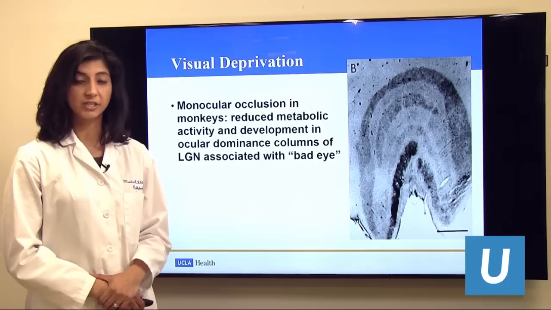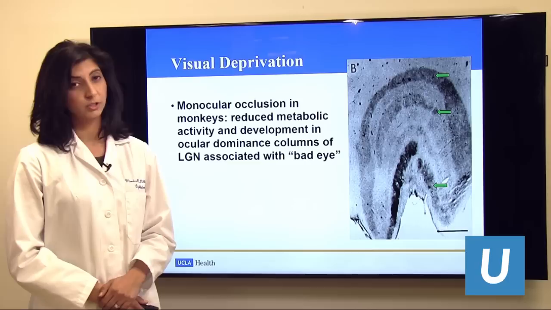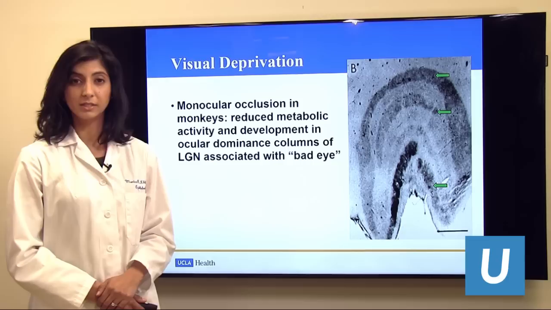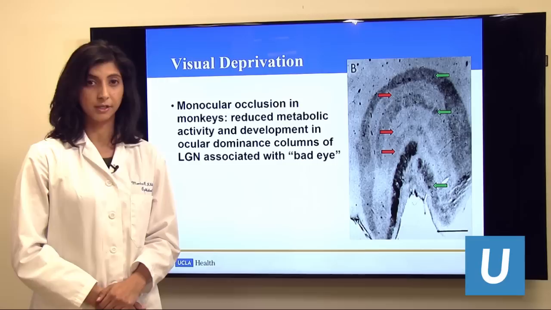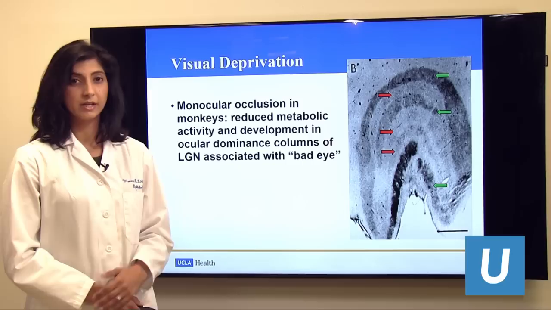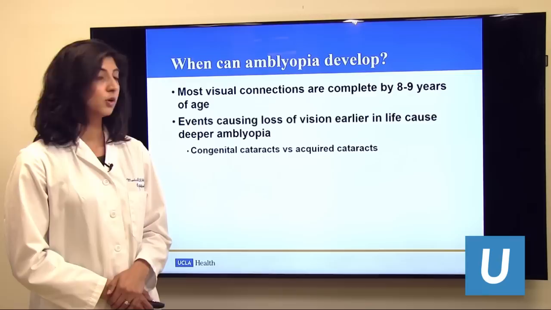Now what's striking about this study is that you can see that these ocular dominance columns that are associated with the good eye, the eye that was not occluded during early childhood, and you can see how robust the metabolic signal is from these parts of the brain. This is in contrast to the ocular dominance columns that are associated with the bad eye, the eye that was occluded during early childhood. So these parts of the brain did not develop as well as the other parts did. So in amblyopia, when there's poor vision in early childhood, that can cause lasting changes inside the brain that can persist well beyond childhood.